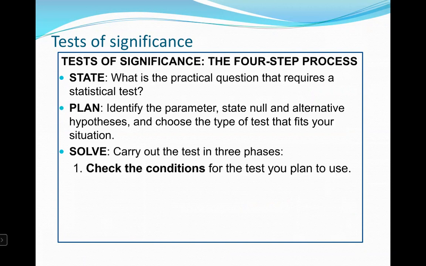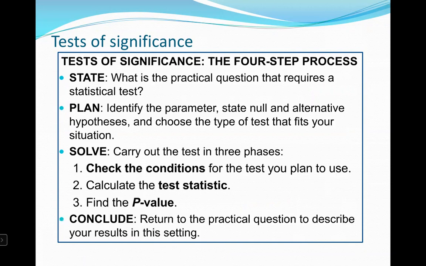We want to follow state, plan, solve, and conclude. So the 4-step process for the test of significance is that we want to state, plan, solve, and conclude. First you ask yourself, what's the practical question that requires a statistical test? That's stating the problem to yourself. And then make a plan. Identify the parameter, state the null and alternate hypothesis, and choose the type of test that fits your situation. For us as undergraduates, we are told which level of significance to use.